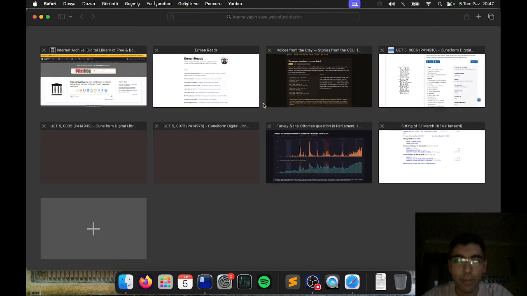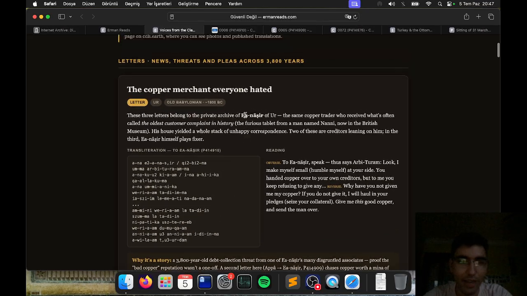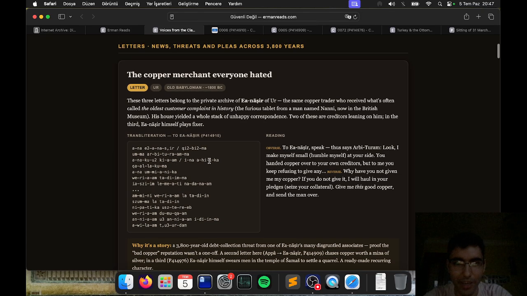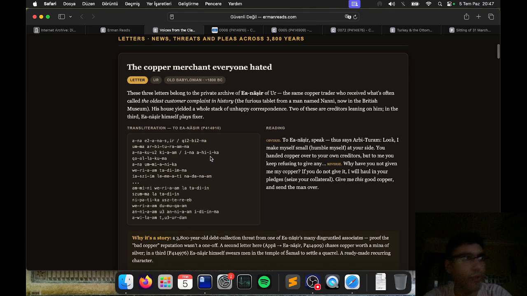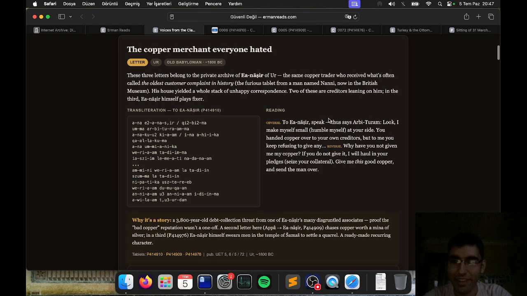This one, for example, is very fun. You can see there's a copper merchant in the Babylonian time, and it seems this guy was selling copper but not delivering the copper to some of the customers. So some customers angrily, and probably rightfully, wrote letters to this copper merchant and complained about it.